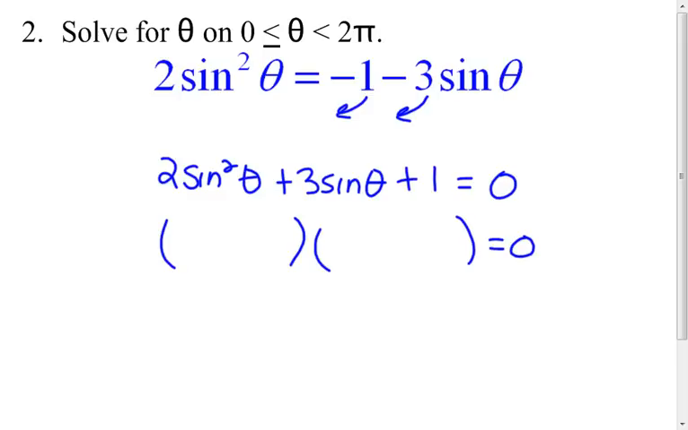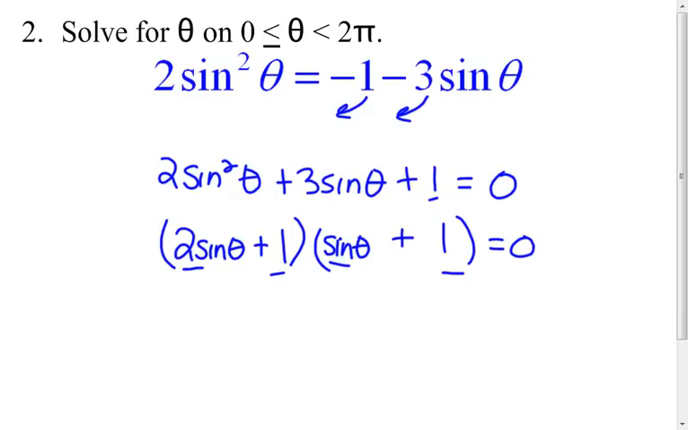Okay, so if I factor this, the two fronts, of course, have to make 2 sine squared. So this will be 2 sine and 1 sine. 2 times sine, 1 times sine makes 2 sine squared. And then, of course, the back two have to make 1. So 1, and both positive. Of course, if it's positive at the end, they could either be both positive or both negative, but because my middle term is positive, this will be positive.